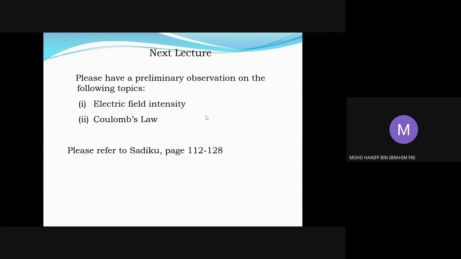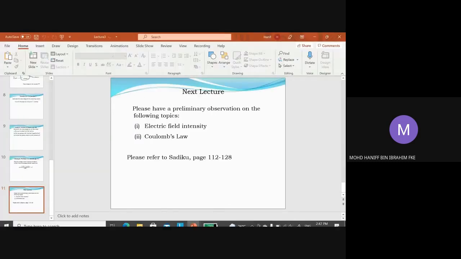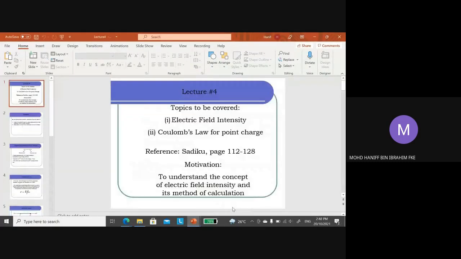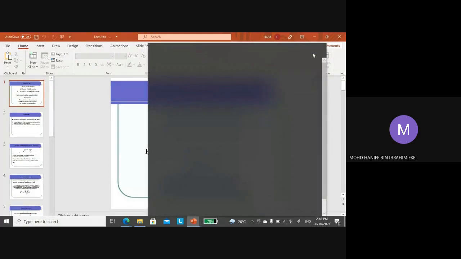Right, so let us proceed with lecture number 4, in which you are going to start on Coulomb's law, basically on the electric field intensity calculation. In lecture number 3, just now we learned about 4 types of electric field source: the point, the line, the surface, and the volume. For lecture 4, we're going to see how this particular charge distribution can produce the electric field intensity. So this will be lecture 4.